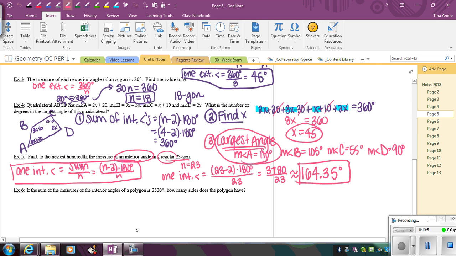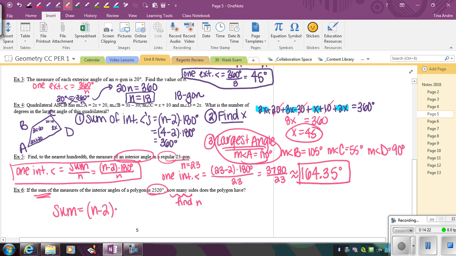And then the last one is kind of the reverse of this. So now they're saying that the sum of the measures of the interior angles is 2520. How many sides does the polygon have? So this means we want to find n. So it's kind of like that reverse that we did with the exterior angles. The difference is they're giving us the sum, though. They're not telling us what one interior angle equals. So we're going to still use our sum formula.